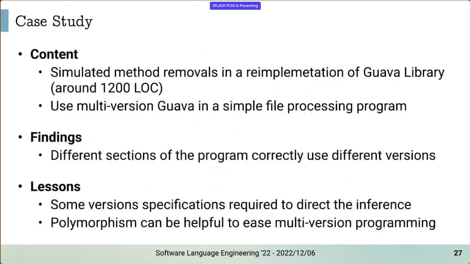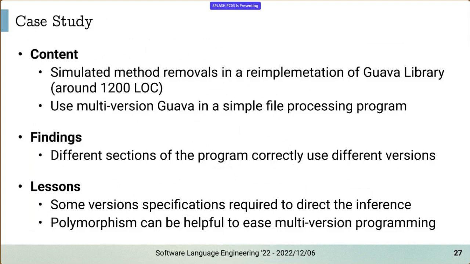Using this prototype, we simulated some form of method removals in a re-implementation of a Java library. We did not re-implement the whole library, only a section of it. And using multiple versions of Guava, we implemented a simple file processing program. Our finding is that it is possible for our program to have multiple versions of the implementation of Guava inside it, in different sections of the program, and also have some form of object passing between different versions as well.